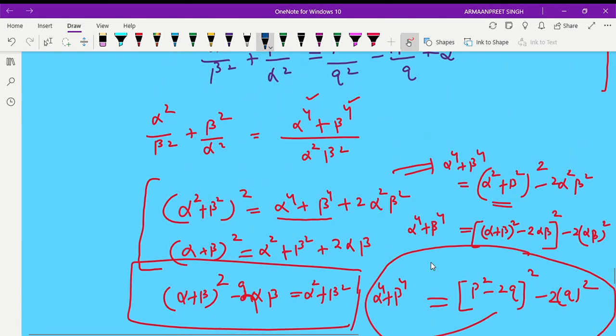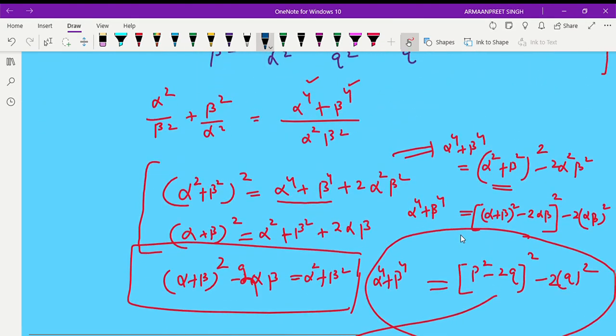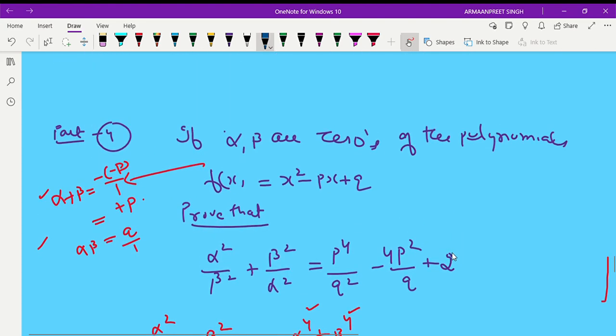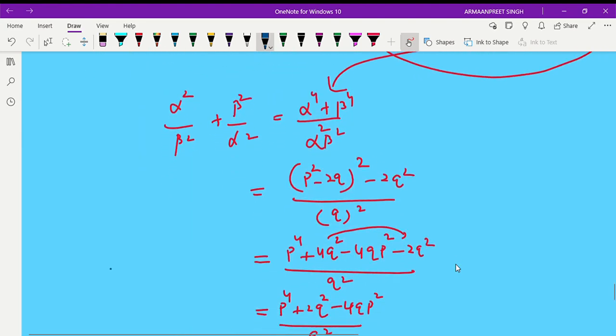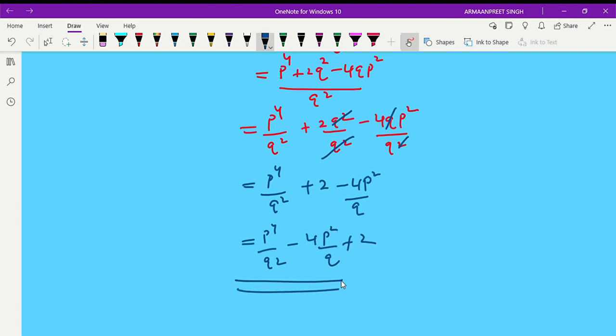So the given expression is p4 divided by q square plus 2 and minus 4 p square divided by q. So just write it as p4 divided by q square minus 4p square divided by q plus 2, and hence the result.